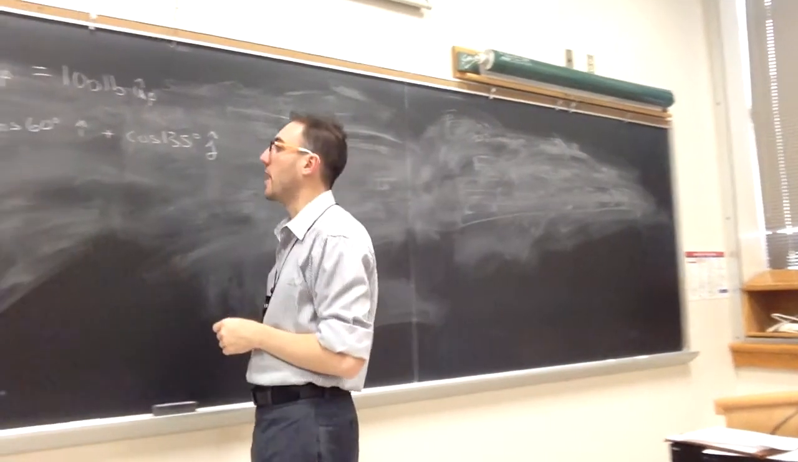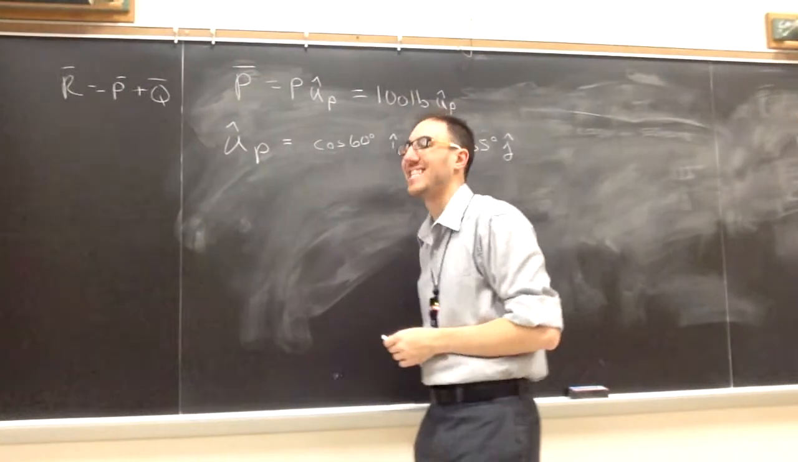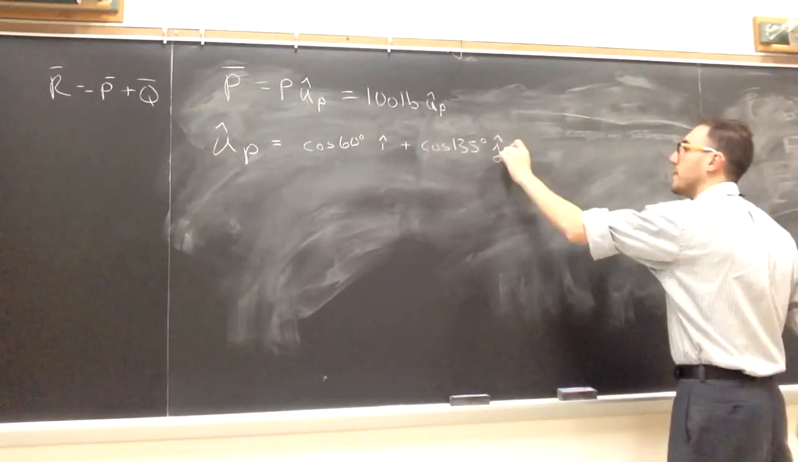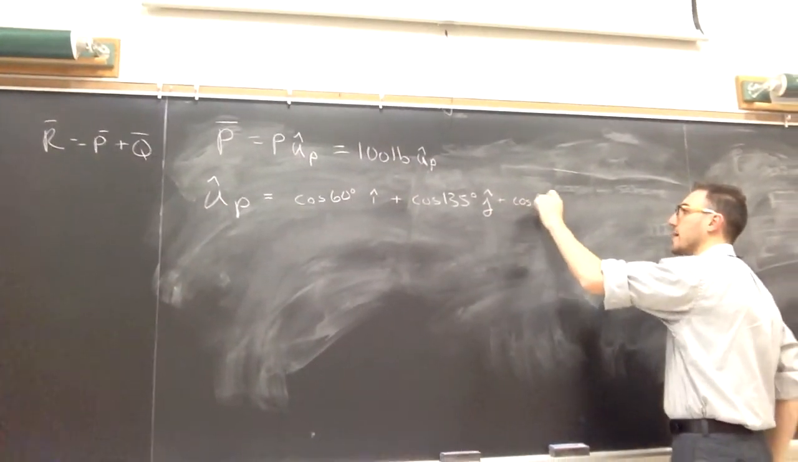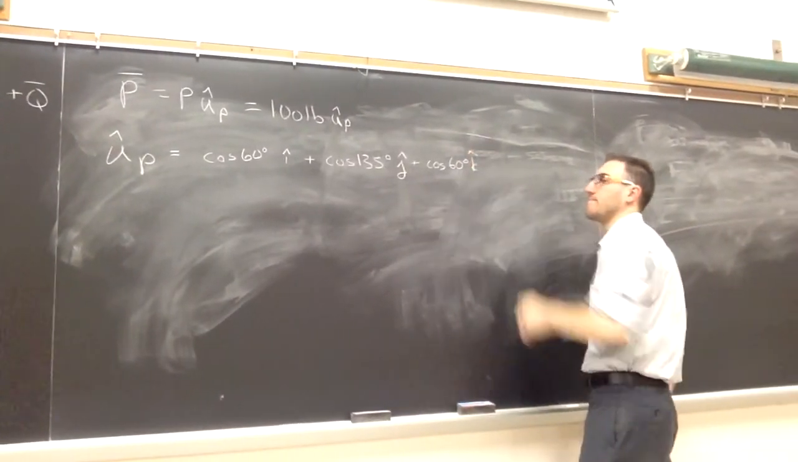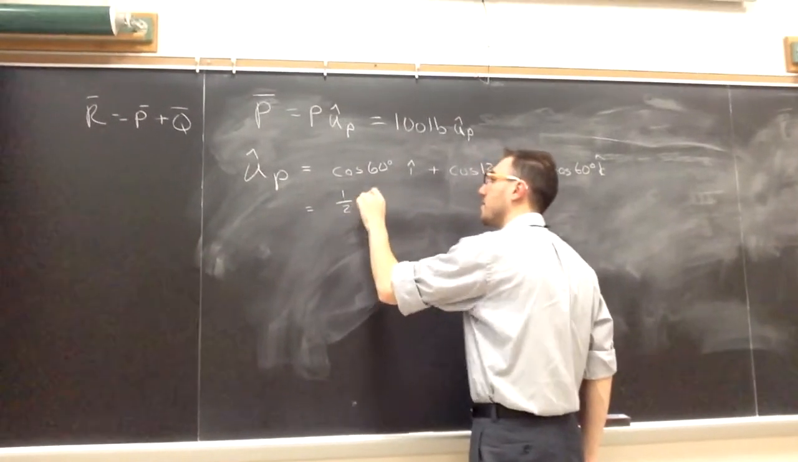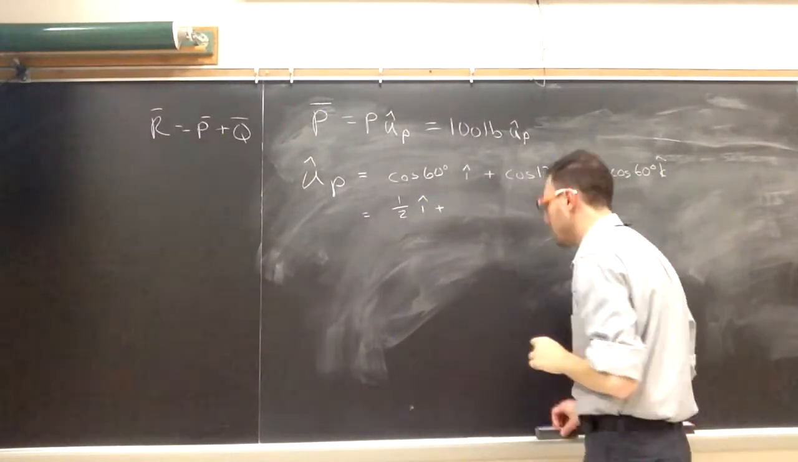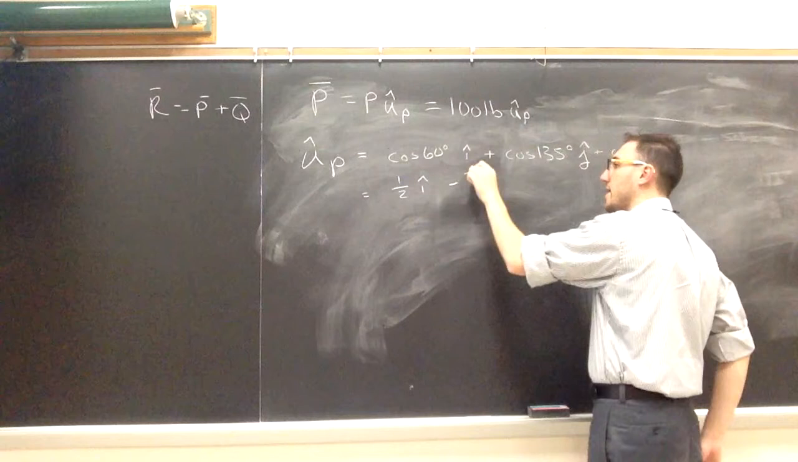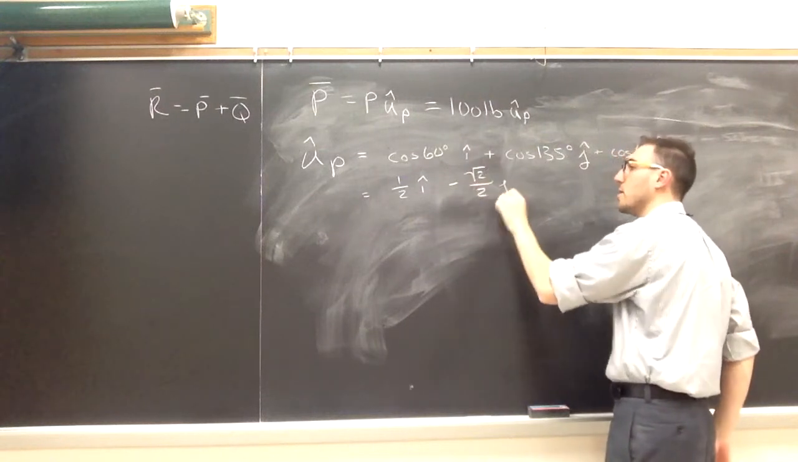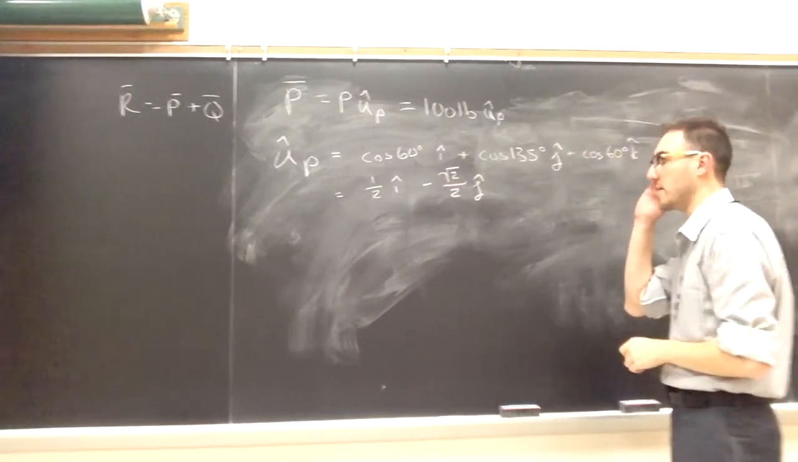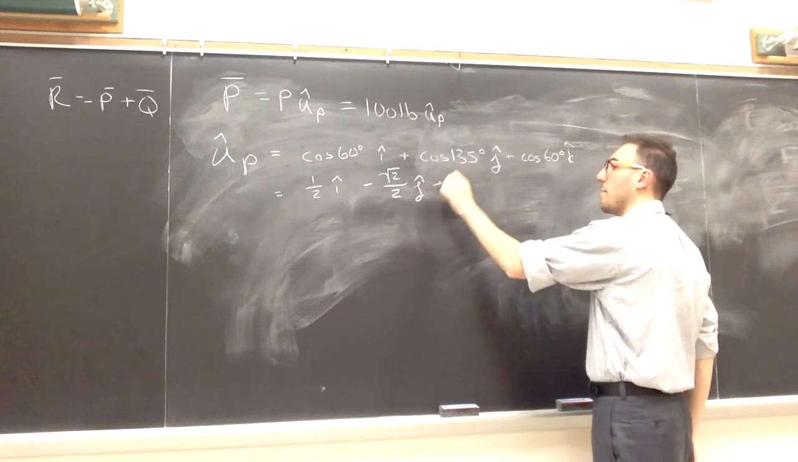And then finally, for the k component, it makes a 60-degree angle with the z, which means that the k component will be cosine 60 k. These all have nice fractions that go with them. So if I can write it as a convenient fraction, I tend to. So that's 1/2 i minus root 2 over 2 j plus 1/2 k.